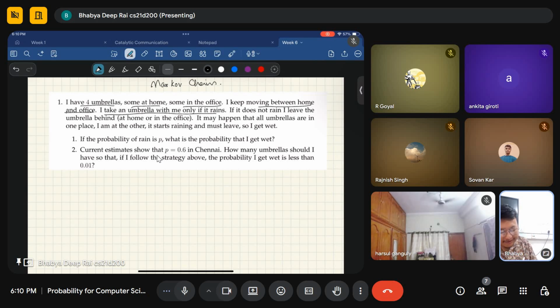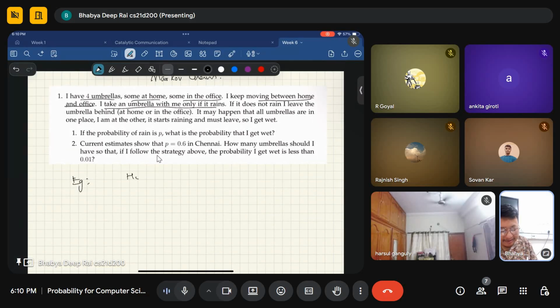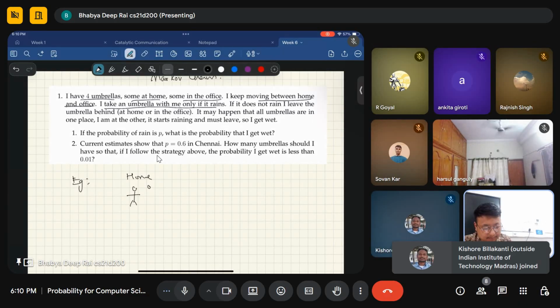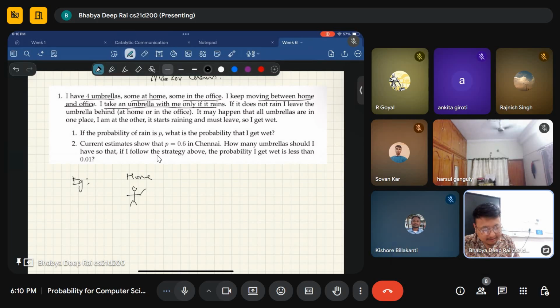Okay. For example, let's say I'm at home and I have two umbrellas. Okay. For example, oh, Kishore is also here. Hi, Kishore. I have two umbrellas.